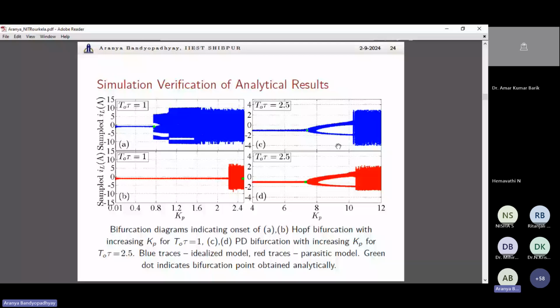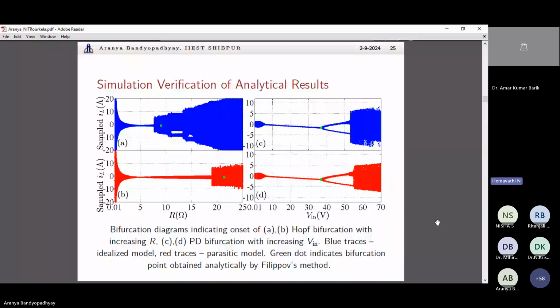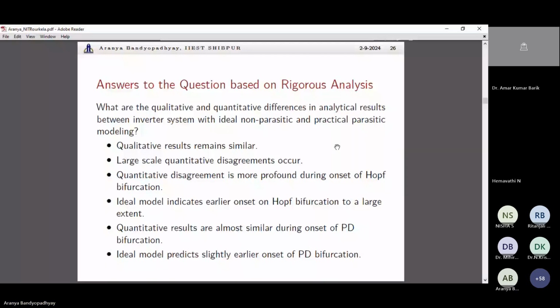These are the bifurcation diagrams for the power circuit parameters. Now, to summarize, for the first case, based on the rigorous analysis that I had undertaken but have refrained from showing you some over here, the answer to our questions is that qualitative results remain similar. Why? Because the same type of instability will manifest due to incorporation of parasitic elements in the modeling. No such new type of instability.